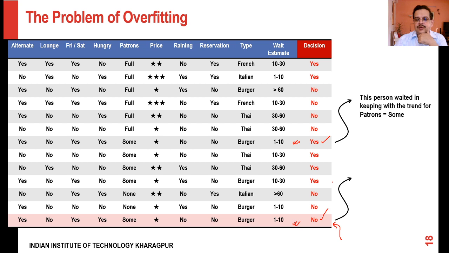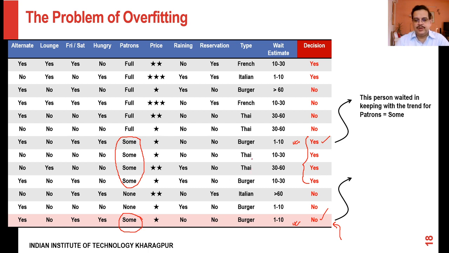Now if we look at the trend, in the cases where I have some patrons, I always wait. So if you see that the restaurant is neither full nor completely empty, you are willing to wait. But here we have an anomaly, because this person was also in a situation where the restaurant had some patrons, but the person did not wait.